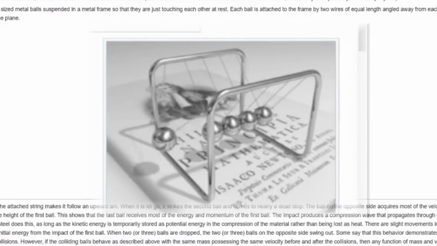When one sphere at the end is lifted and released, it strikes the stationary spheres, transmitting a force through the stationary spheres that push the last sphere upward. The last sphere swings back and strikes the still nearly stationary spheres, repeating the effect in the opposite direction.